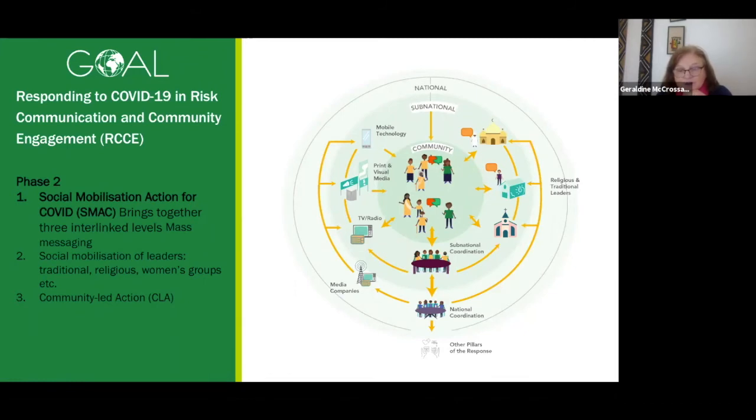Our monitoring system has been set up to allow us to follow the action plans of communities, so that it can be uploaded through a phone. The data can be transmitted using a mobile device, so reducing the risk. So, central to the whole response is the communities.